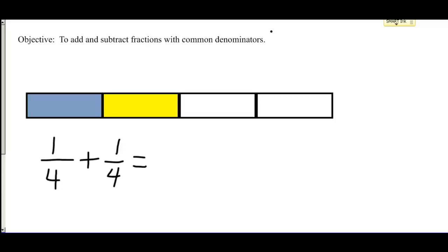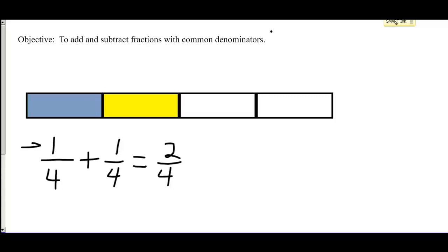And when I add fractions, I add the numerators. 1 plus 1 is 2. And I leave the denominators alone. So my answer is 2/4 for how many boxes are colored. 2/4.